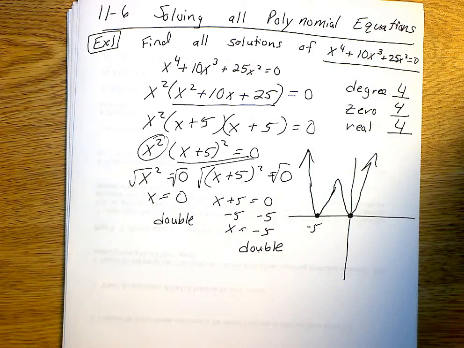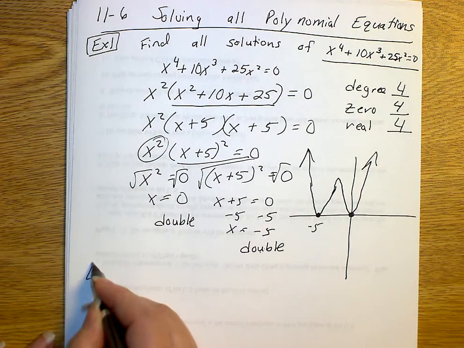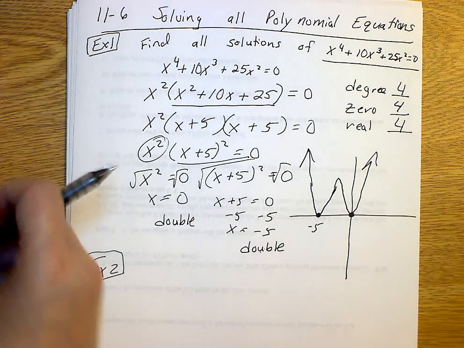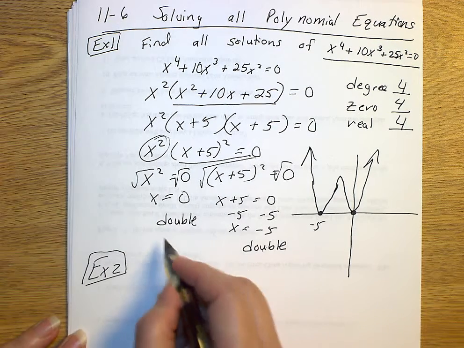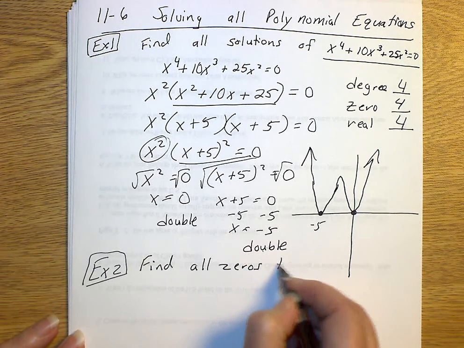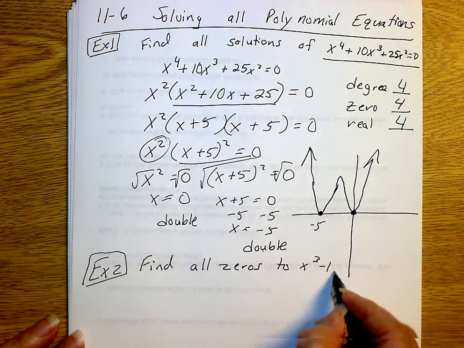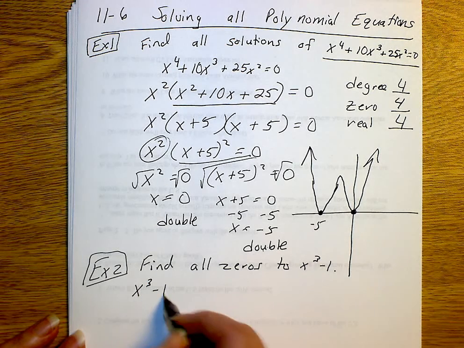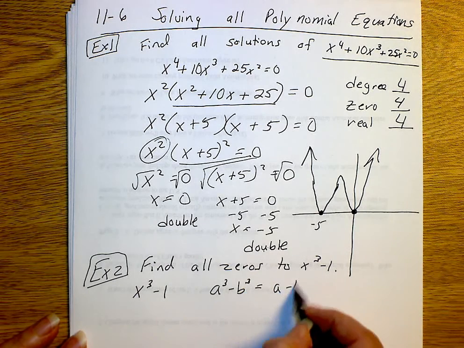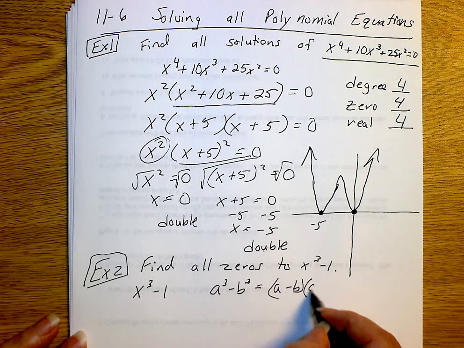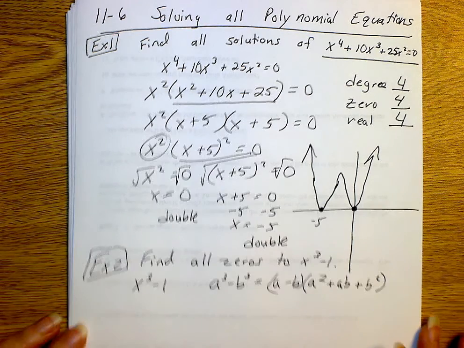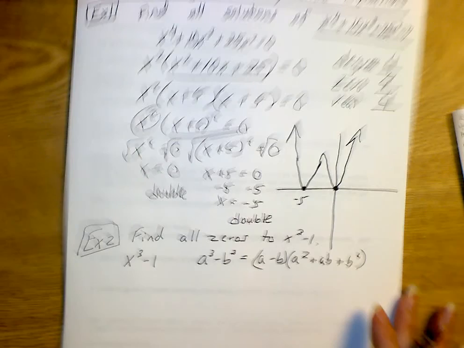All right. Example 2. Find all zeros to x cubed minus 1. So we have x cubed minus 1. We are going to factor by using the formula a cubed minus b cubed is equal to a minus b times a squared plus ab plus b squared. This is the formula that you've been using. So I want you to take a moment and try to factor that. And then I'm going to walk one of you through it.